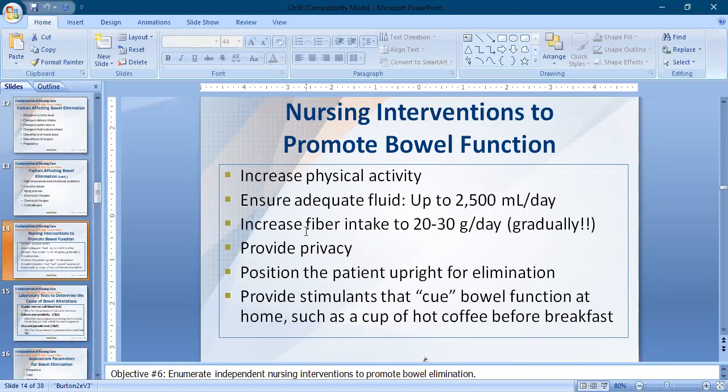Provide privacy in the hospital, right? Privacy. Position the patient upright for elimination. Also provide a stimulant that cues the bowel function at home, such as a cup of hot coffee before breakfast. Some people feel it.